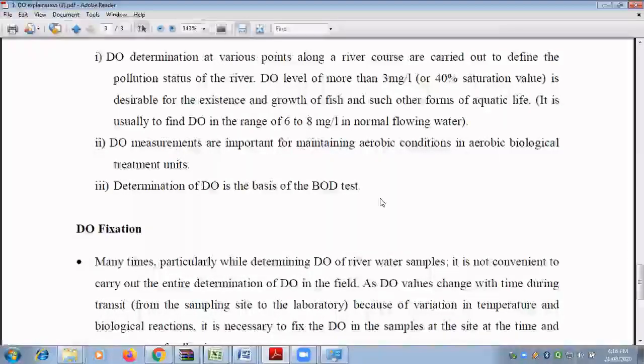So if the DO value is more than 2 mg per liter, we can say that fish and aquatic life can sustain in that particular case. But for fresh water that we require for drinking, normally we have to keep the DO in the range of 6 to 8 mg per liter, right? So this is regarding the importance of DO determination.